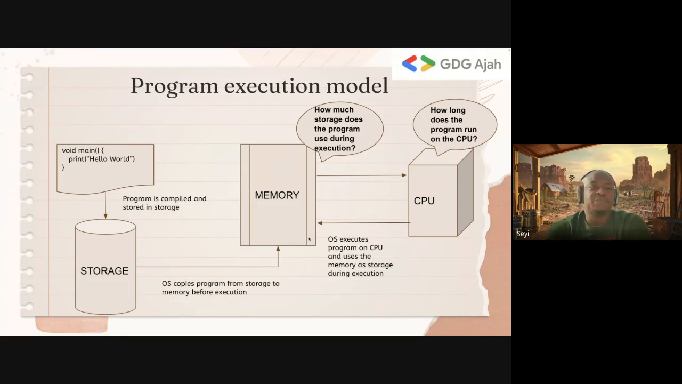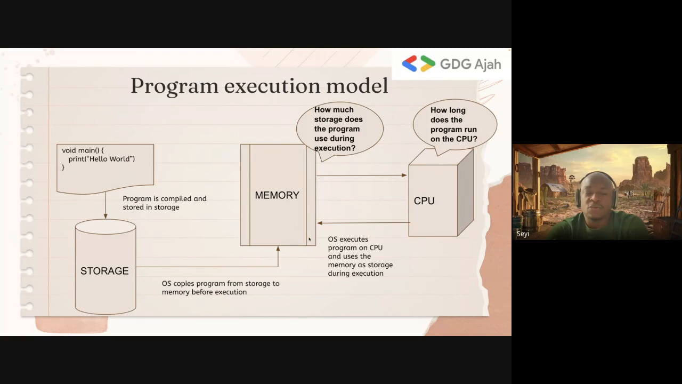So let's say we have a happy user. He writes a program, hello world, just a basic program, and he stores it on his or her hard drive. Now that is stored in cold storage. Cold storage is like our hard drives, our SSDs. The program is typically compiled and stored in storage. I'm going to simplify it here because I know some languages could be interpreted, for those that are more into interpreted languages. But the key point here is we have a program that is stored in storage.